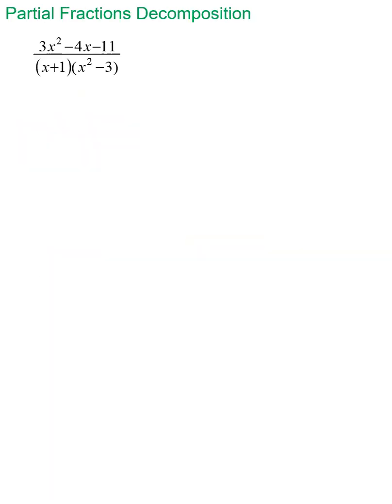Here's another example. I'm not going to do long division because the denominator is third degree. You can see if you multiply the denominator out, you get a third degree polynomial. And the numerator is second degree, so I don't need long division. And I also don't need to factor my denominator because in this problem, that's already been done for me. So I'm going to go to the next step.